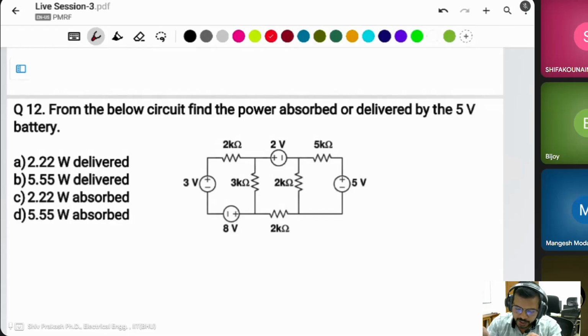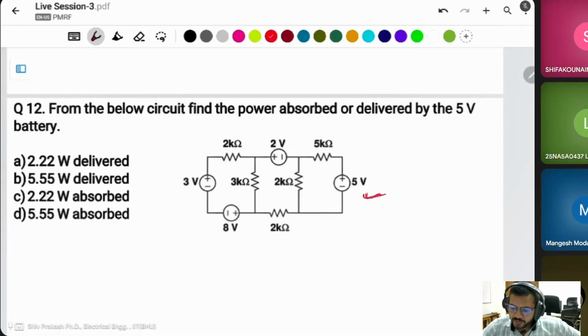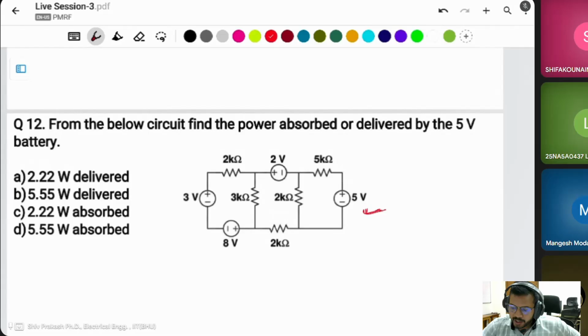From the below circuit, find the power absorbed or delivered by the 5 volt battery. This is the 5 volt battery. To find whether power is delivered or absorbed, you have to find the current flowing through it, whether it is positive current or negative current.